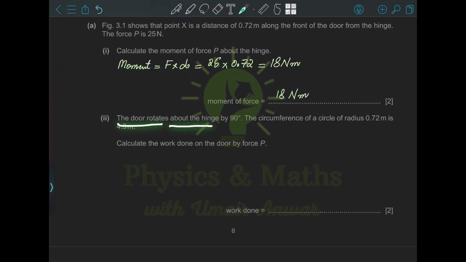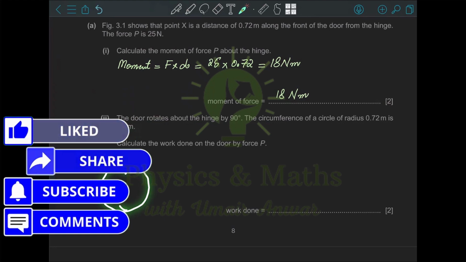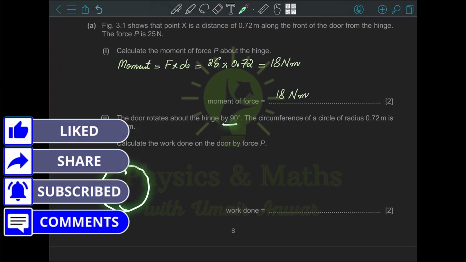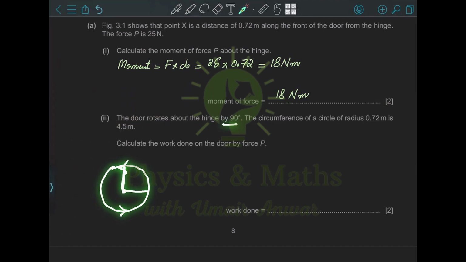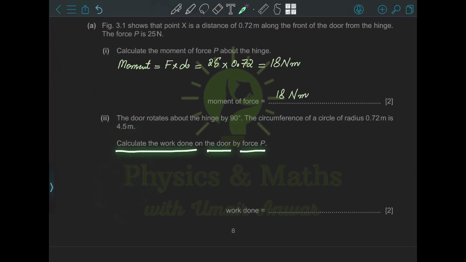The door rotates about the hinge by 90 degrees. The circumference of a circle of radius 0.72 meters is 4.5 meters. So the circumference is when the door has rotated a full circle, but it is being rotated by 90 degrees. So it means that if it is the starting position of the door, then this would be the ending position. So the angle here is 90 degrees and it has traveled 1/4 of this total circumference, which is 4.5. Calculate the work done on the door by force P.